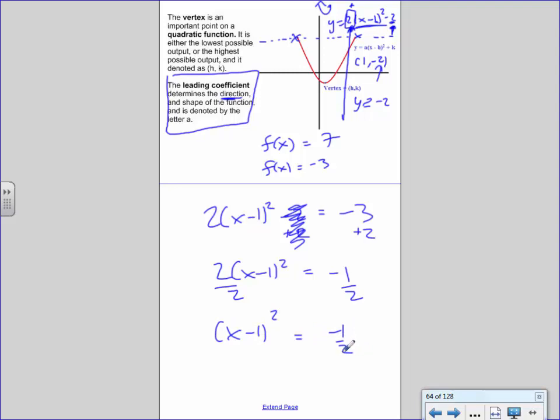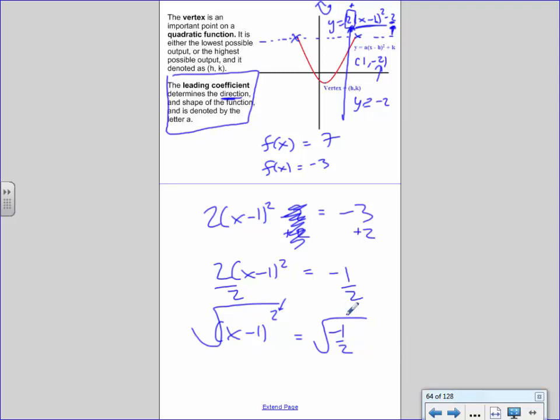How do you get rid of a squared sign? How do you undo this squared sign right here? But we just did this unit. If you guys can see, I'm doing these units very purposefully. What happens when you try to square root negative 1/2? You can't! That makes sense? Try to square root a negative number. You can't.